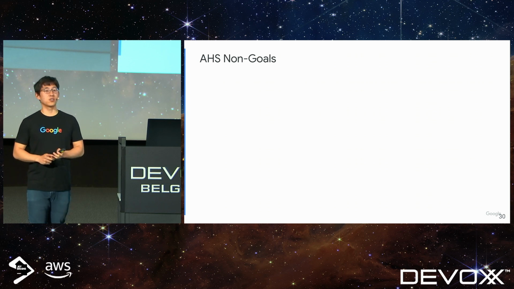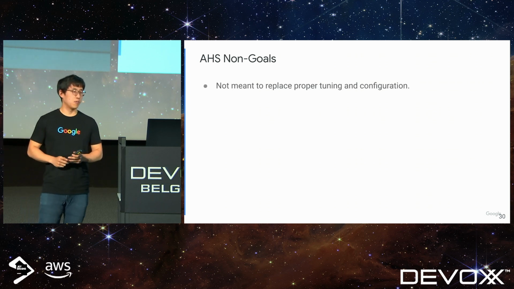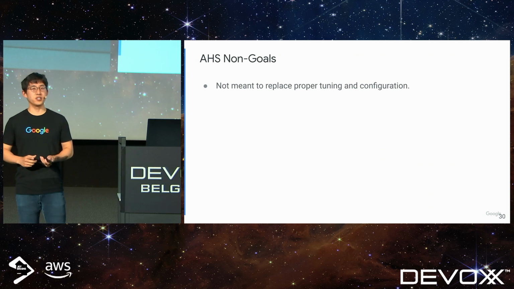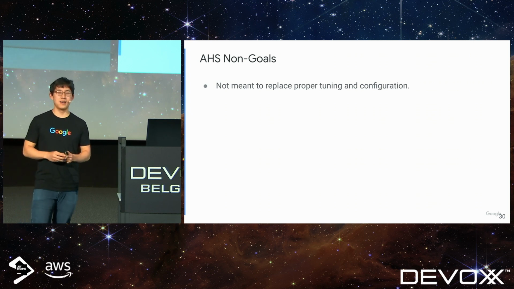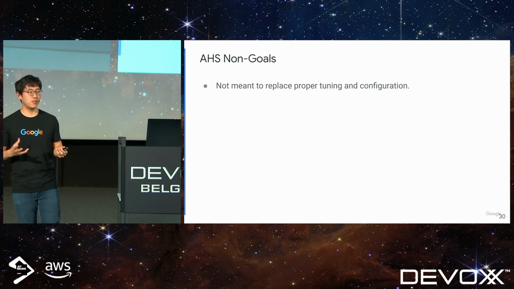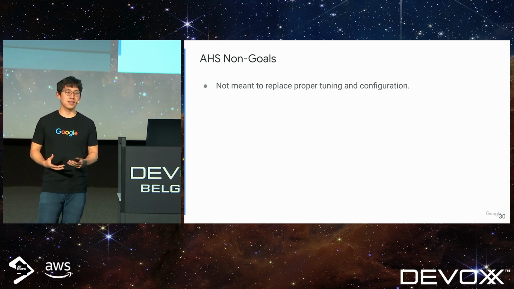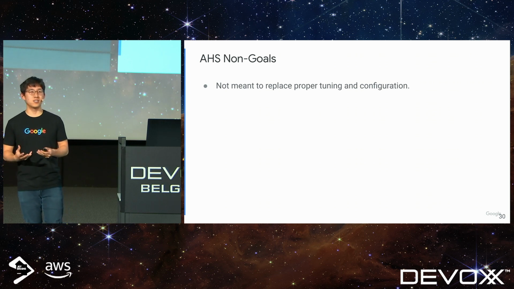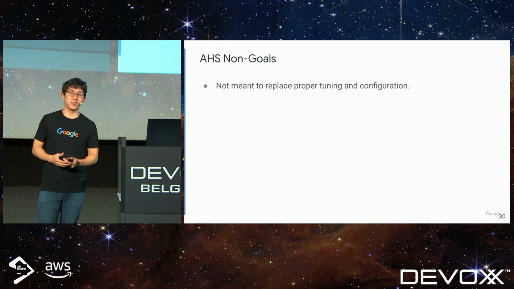Okay, so what are some non-goals of AHS? Well, AHS is not meant to replace proper tuning and configuration. So if you are, say, a reliability engineer and you have a really good understanding of your server and what the workload looks like, then you can probably tune the GC parameters to be more optimal than what AHS will give you.